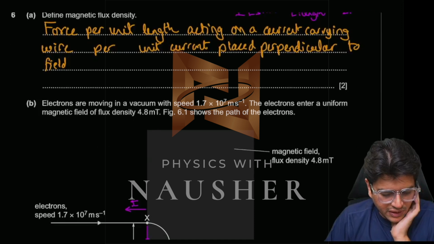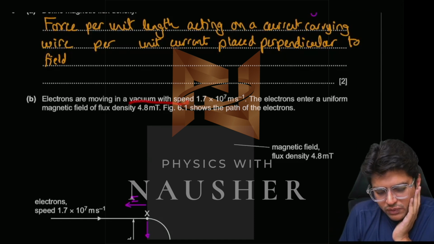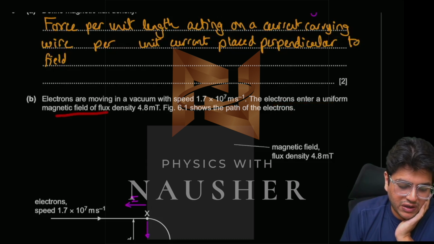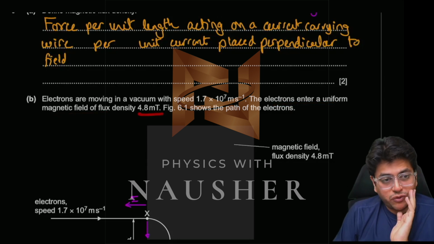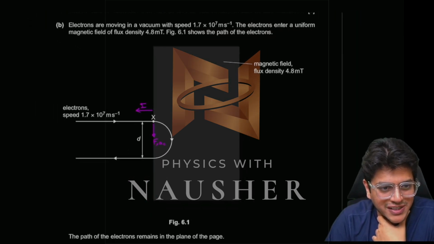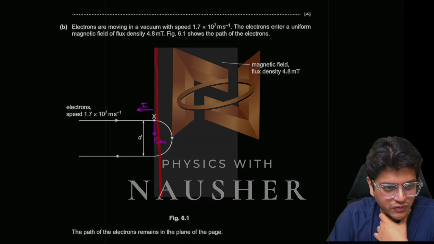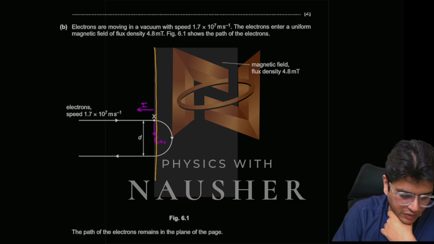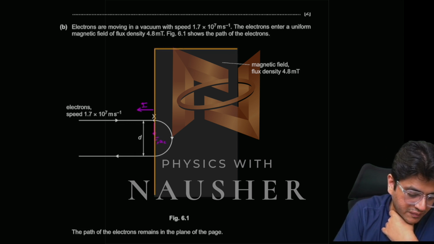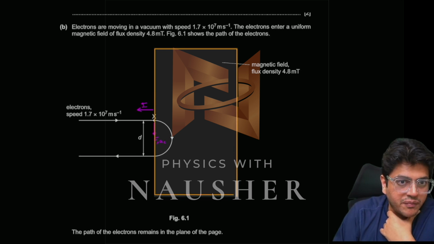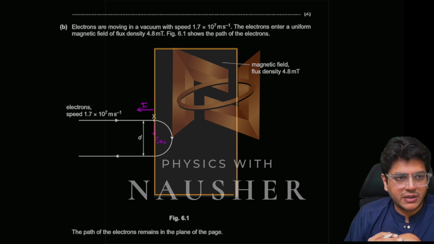Part B. Electrons are moving in a vacuum with a speed of 1.7 × 10^7 meters per second. The electrons enter a uniform magnetic field of flux density 4.8 milliteslas. So this is a field. Whoa, you can't see it. I can see it. So the field is over here. Actually, let me mark the outline for you. The field is here, and this is a uniform field of 4.8 milliteslas.